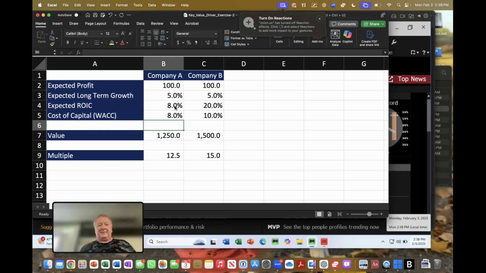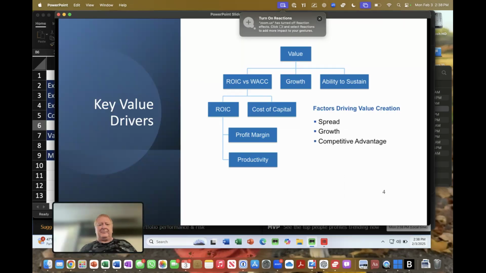All right, back to our slide deck. Where we left off last week, as I said, there's some math behind the 4 cornerstones. This is the key value drivers. This kind of summarizes all the math. At a high level, it's 3 things. We just did it. Spread, ROIC versus WACC, growth, and what I'll call sustainability.